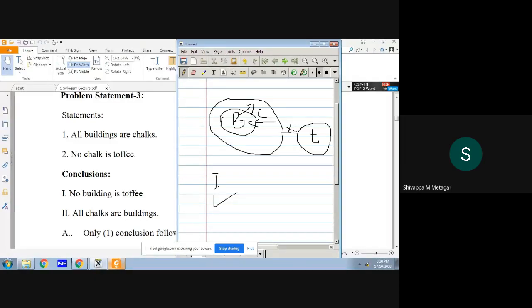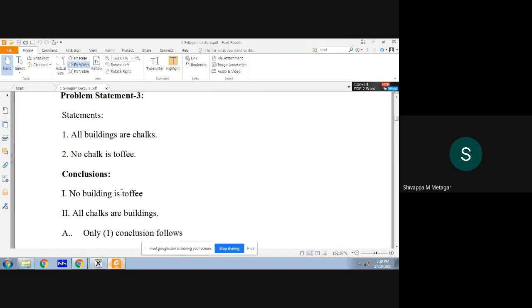Okay, no chalk is, or some chalk is buildings, but here in the statement they have given all chalks are buildings. So statement number 2 is not sufficient to answer the given question. So your right answer is only the first statement is valid to answer the given question. Okay, only statement 1 alone is sufficient to answer the given question.